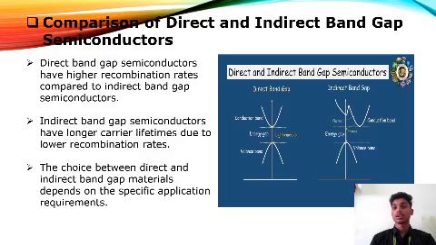Comparison of direct and indirect band gap semiconductors. Direct band gap semiconductors have higher recombination rates compared to indirect band gap semiconductors. Indirect band gap semiconductors have longer carrier lifetimes due to the lower recombination rates. The choice between direct and indirect band gap materials depends on the specific application required. Let us go to the next slide.